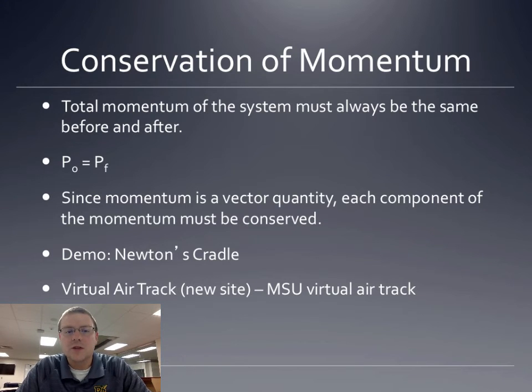Due to the law of conservation of momentum, the total momentum of a system can never change. It's always going to be the same before and after. Momentum initial must equal momentum final. And since momentum is a vector quantity, we need to make sure that all components are conserved. Whether it's x, y, z direction, momentum must be conserved in all directions.